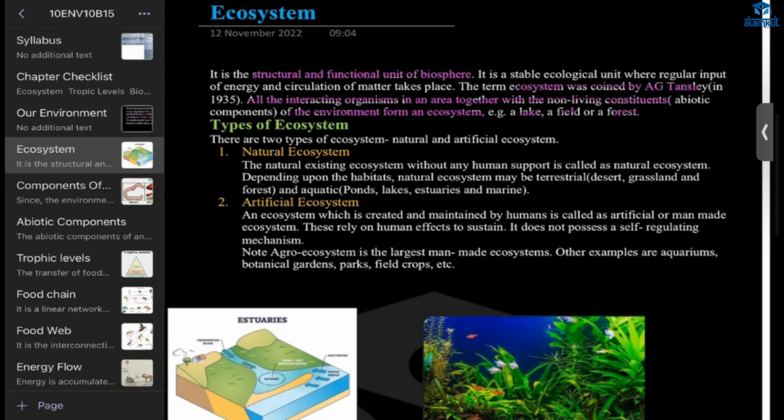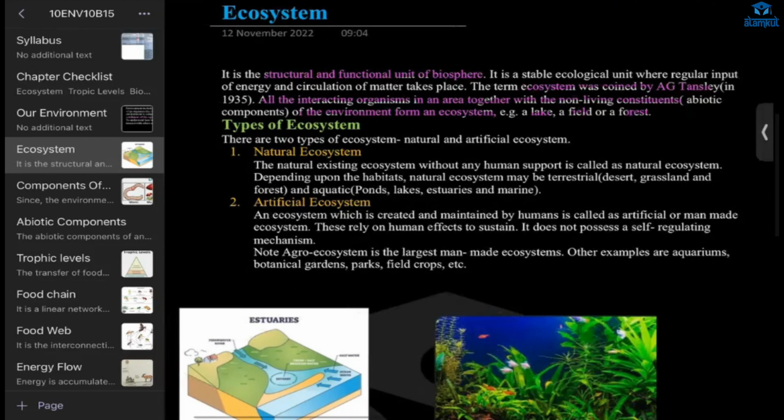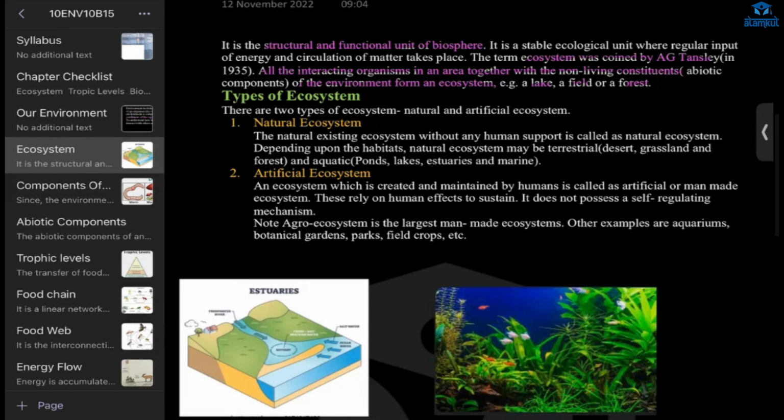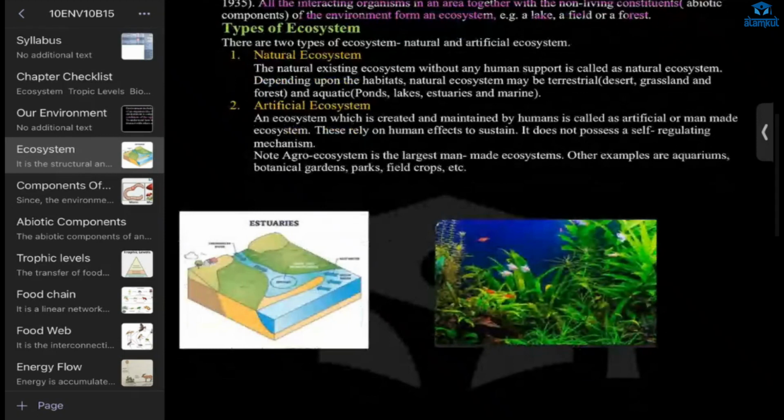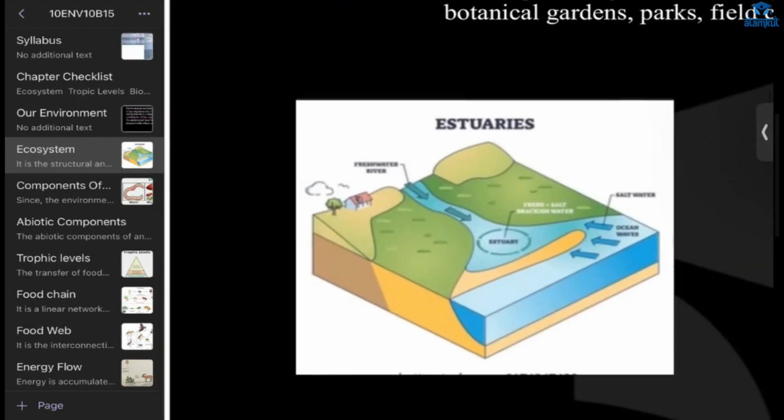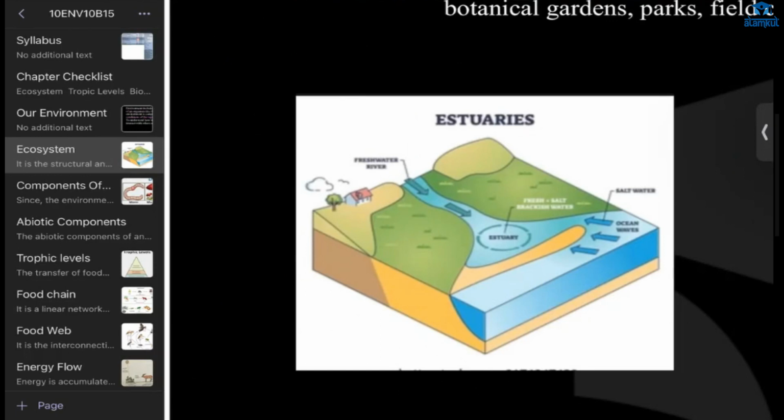Those are ecosystems. And there are two types of ecosystem. First one, natural ecosystem. The other one is artificial ecosystem. Natural ecosystem is a naturally existing ecosystem, and artificial ecosystems are made by humans. Natural ecosystems include desert, grassland, forest, ponds, lake, estuaries, marine, that is ocean. What are estuaries? Where the fresh water, that is river, and the salt water, ocean water, meet. That area is called an estuary.